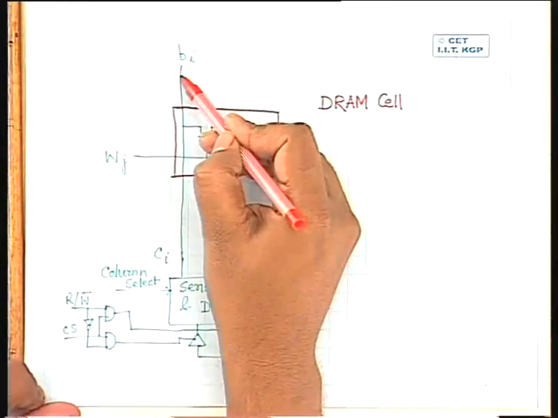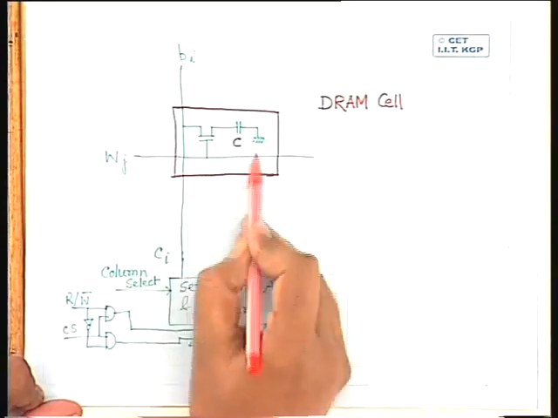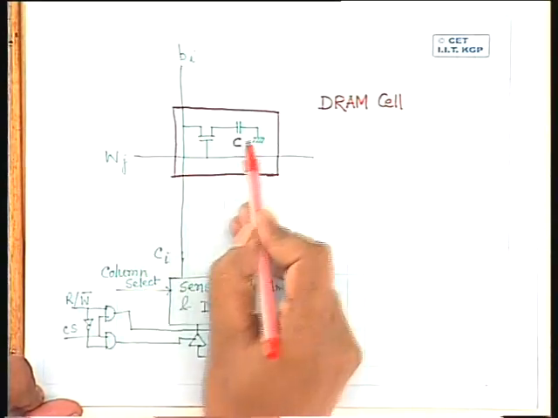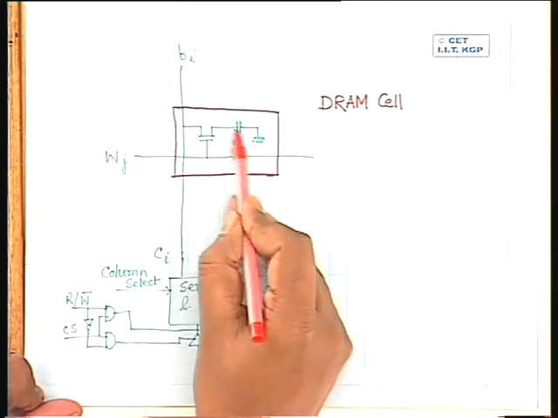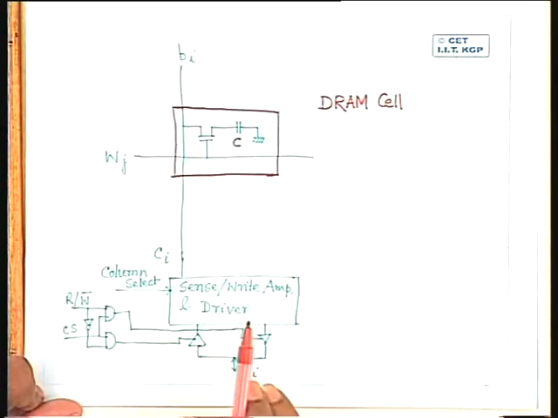Okay. If I want to store a value 0, what I'll do is I'll set this BI line to low. After that, I'll select this cell through this Wj line. So if the capacitor was charged previously, this will now be discharged. So it will store a value 0.